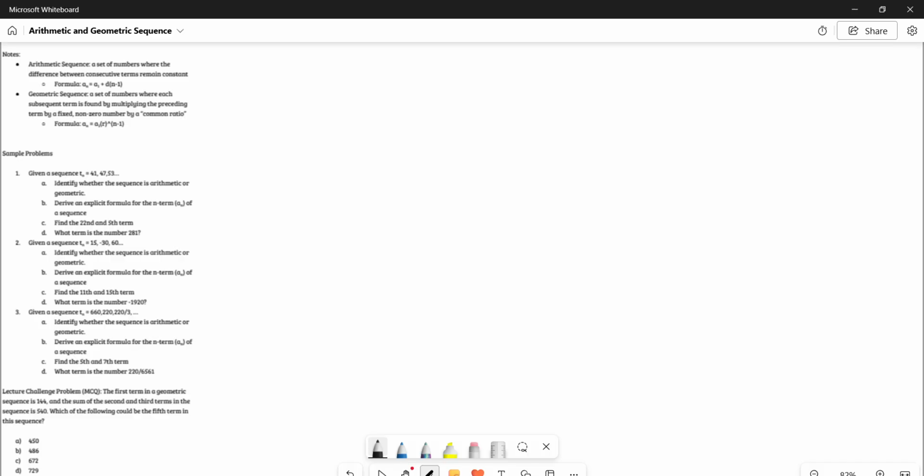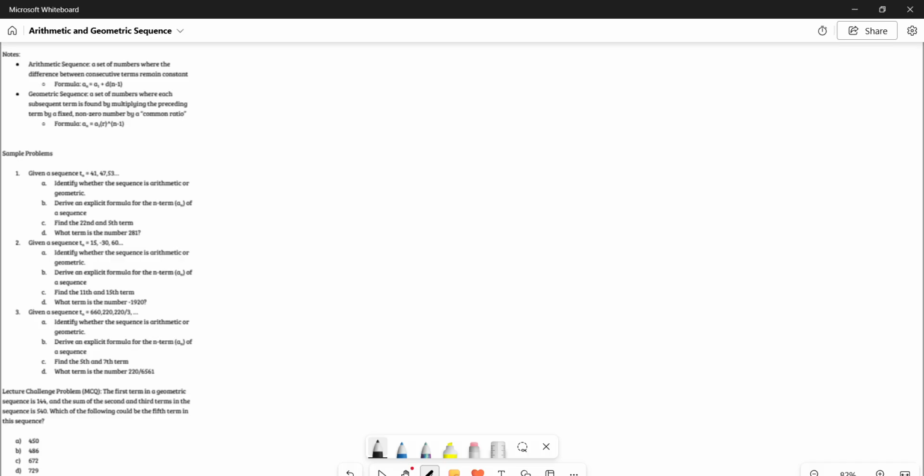So first, in order to learn the different types of sequences today, we need to know the definition of a sequence. Well, the definition of a sequence is an ordered list of numbers following a specific rule or pattern. Now, we'll learn two different patterns from two different sequences.